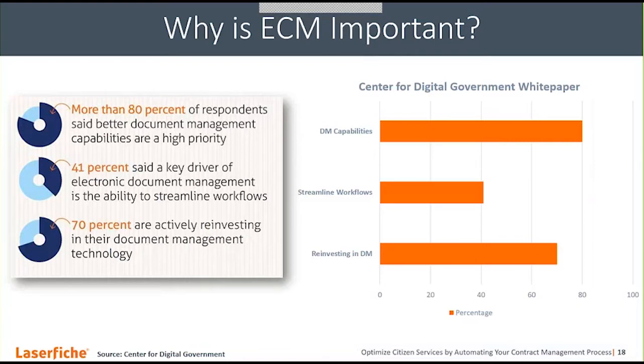According to the Center for Digital Government survey, more than 200 government respondents wanted a solution that provided cost savings, enhanced security, performed better information capture, and supported consistent collaborative information sharing across organizational boundaries. What they found was that over 80% of respondents said that better document management capabilities were a high priority, and that 70% of respondents were actively reinvesting in their document management technology.